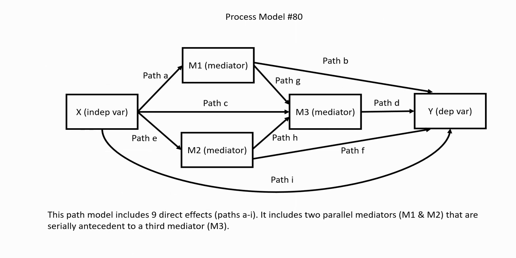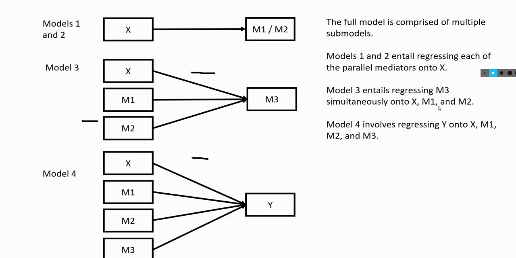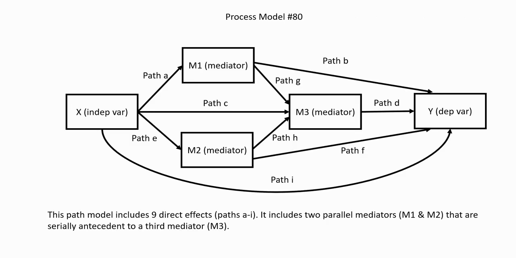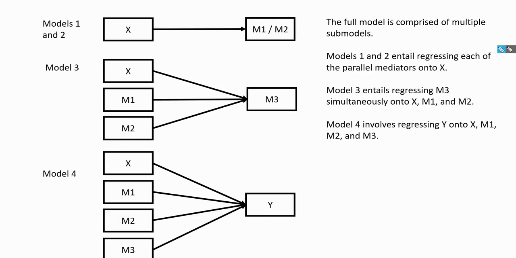So if we go back to our model right here, the first model entails regressing M1, mediator 1, onto our variable X. The second model entails regressing mediator 2 onto variable X. That's what's reflected on this slide for models 1 and 2. Now model 3 entails regressing the M3 mediator onto X, M1, and M2. So if we go back, you'll see we have M3 being regressed onto M1, M2, and then our X variable. Then the last model entails the regression of Y onto all of the preceding variables: X, M1, M2, and M3. So that's the general layout of the output file that we will be generating.